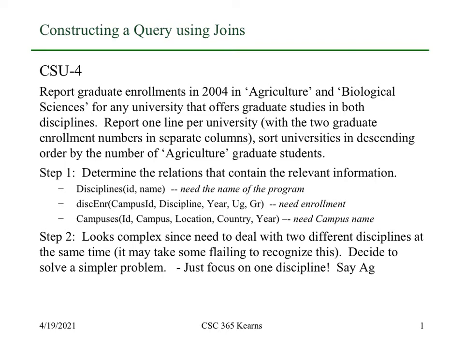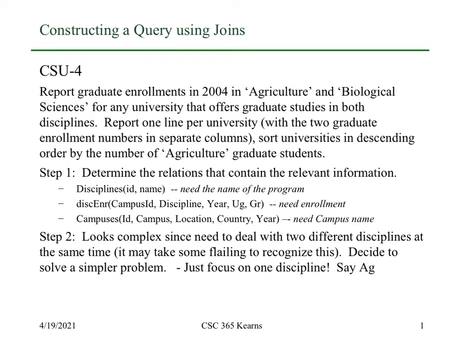Hopefully you're familiar with the structure of the CSU database. Step 1 really in terms of doing any of these queries, as I've said before, is to make sure you understand the database and then determine the relations that contain the relevant information that you need to solve a particular problem. So here, if you look at the problem statement, you're going to need enrollments, okay? So graduate enrollments, and you're going to need what disciplines they're in, and you're going to need the university.